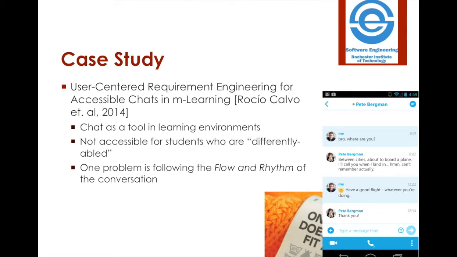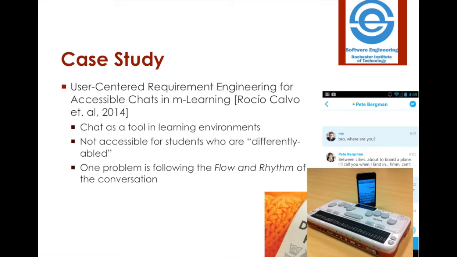Learners with dyslexia, for example, have some problems in the interaction as he or she might not be able to follow the conversation because the other user is writing quicker. Even foreign students, according to previous research, could have flow and rhythm problems because they need more time to think in their native language.